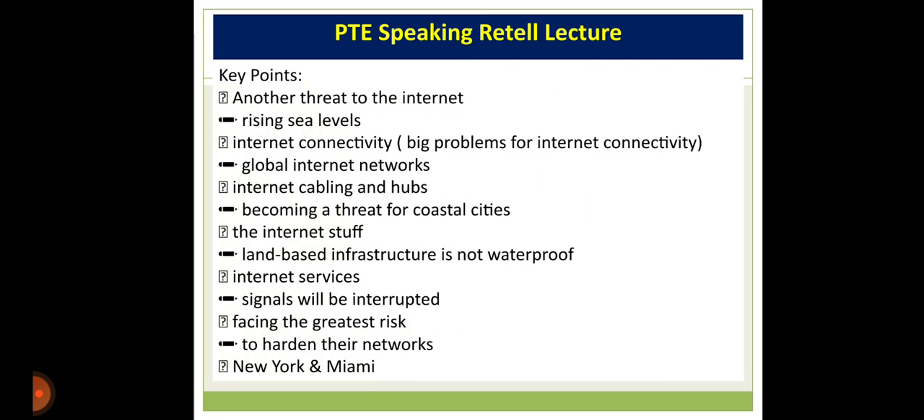The main features of this. Number one is another threat to the internet: rising sea levels, a big problem for internet connectivity. Global internet networks, internet cabling and hubs becoming a threat for coastal cities. The internet stuff, land-based infrastructure is not waterproof. Internet services, signals will be interrupted. Facing the greatest risk, to harden their networks, New York and Miami. So here are some more points.